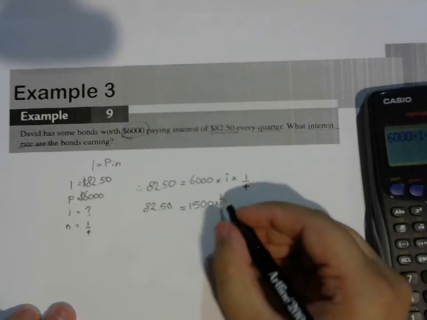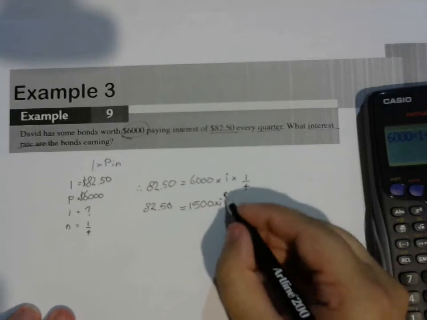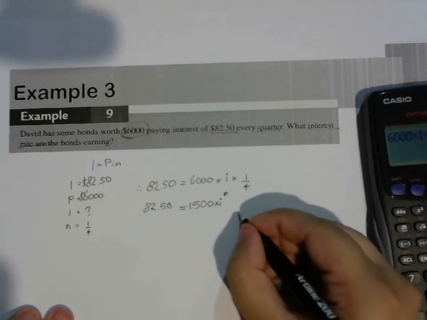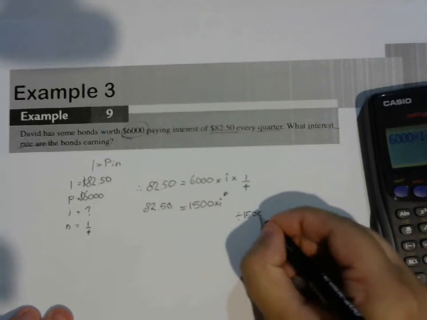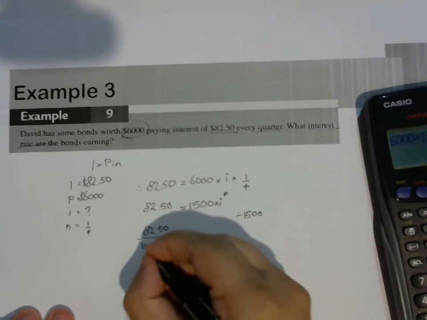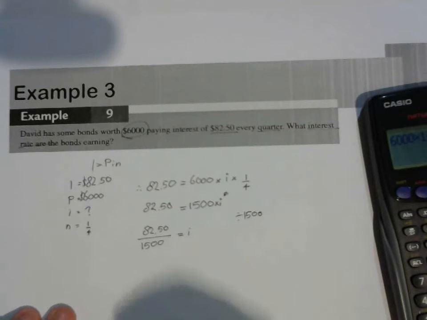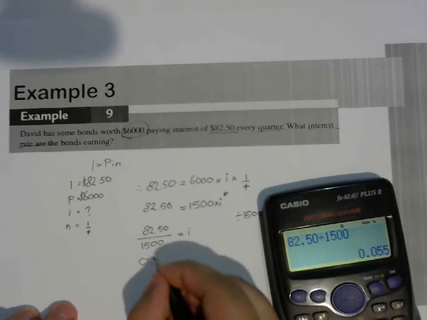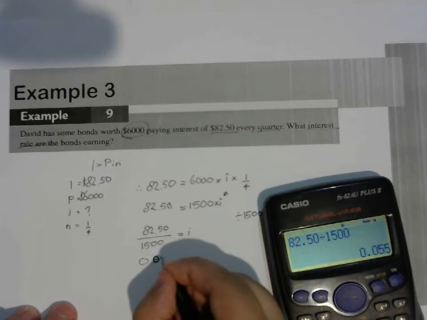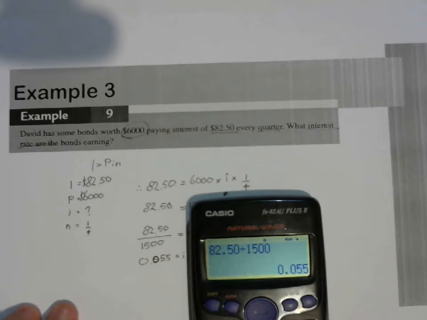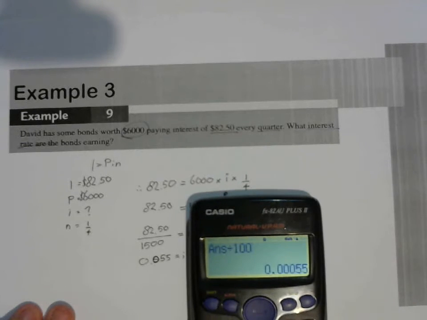Now I've got R over here. I want to get it by itself, so I need to get rid of times 1,500. To get rid of times 1,500, I'm going to divide by 1,500, which gives me 82.50 divided by 1,500 equals R. I can put it on my calculator. 82.50 divided by 1,500 equals 0.055 equals R.